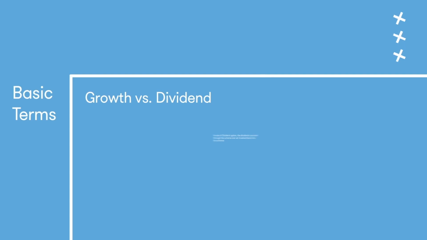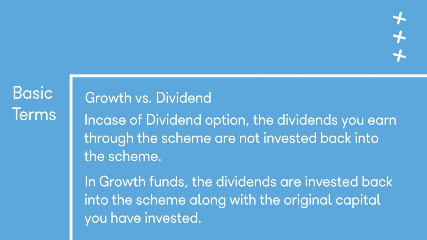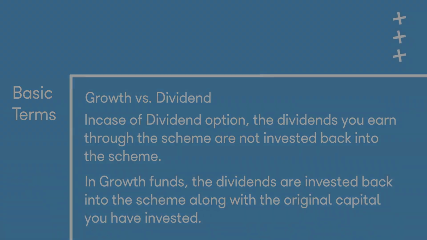Before investing in any mutual fund scheme, the investor always has to make a choice between growth and the dividend option. So let us understand how do they differ from each other. In case of the dividend option, the dividends you earn through the mutual fund scheme are not invested back into the scheme. They are deposited into your bank account. In case of the growth fund, the dividends are invested back into the scheme along with the original capital you had invested. So you may perceive the growth option like a cumulative option. You have to make a choice based on your personal financial goals and the need at that moment of time.